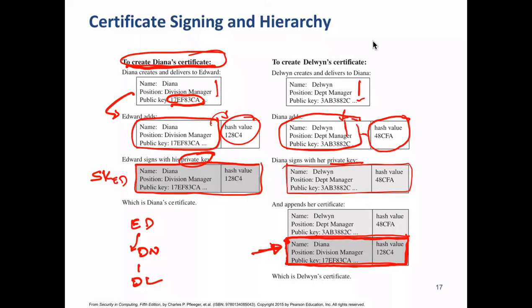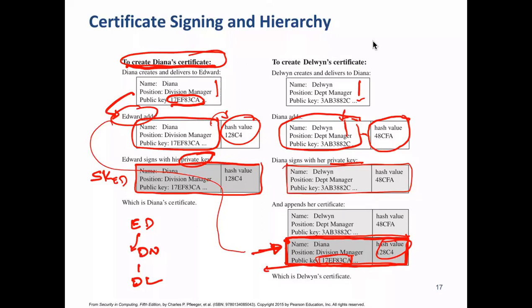So now Delvin can decrypt this certificate to get Dinah's public key, right? So how will he do it? He knows Edward's public key is advertised. So he will use this public key to decrypt this, check if the contents are okay by matching the hash values, and then get Dinah's public key out of this. After that, he knows that this is Dinah's public key. So he can now trust Dinah's public key.